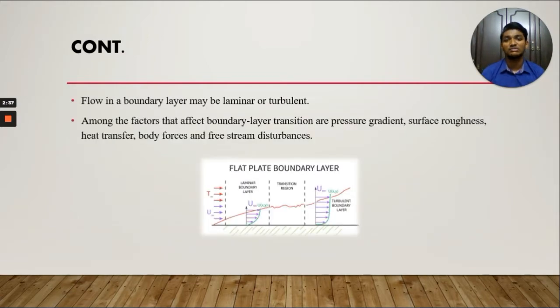Flow in a boundary layer may be laminar or turbulent. Among the factors that affect the boundary layer are pressure gradient, surface roughness, heat transfer, body forces, and free stream disturbances. This is the picture. So now I would like to end my presentation and pass to my colleague to speak about the next slide. Thank you.